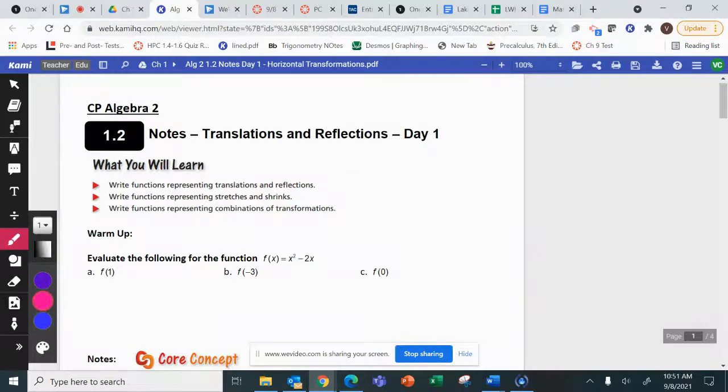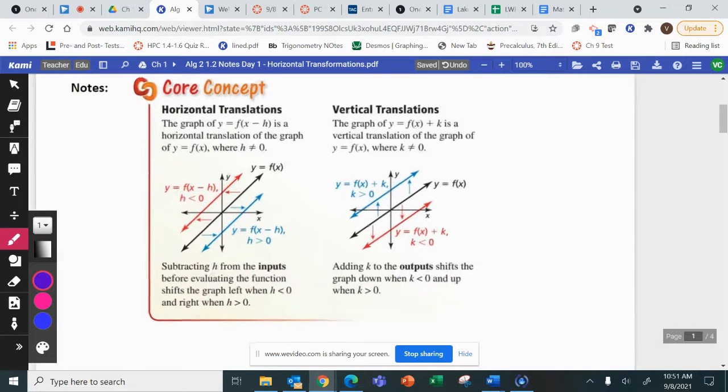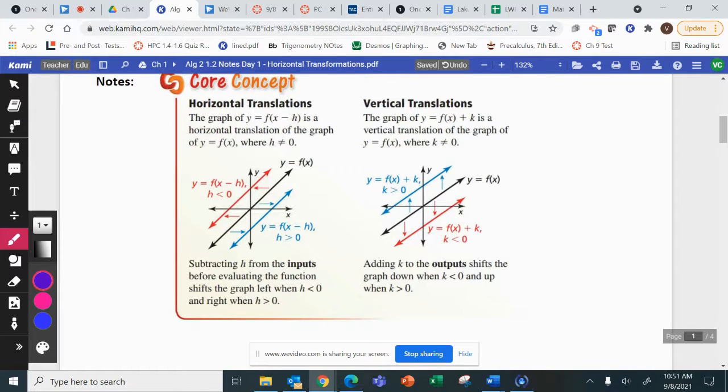Take out the warm-up. We're going to ignore the warm-up for right now. Today, we are doing translations. It says day 1. I meant to change the top part because I was going to take out the warm-up. It really is day 1 of 1.2, but the way I'm looking at it is it's more translations and reflections and stuff.